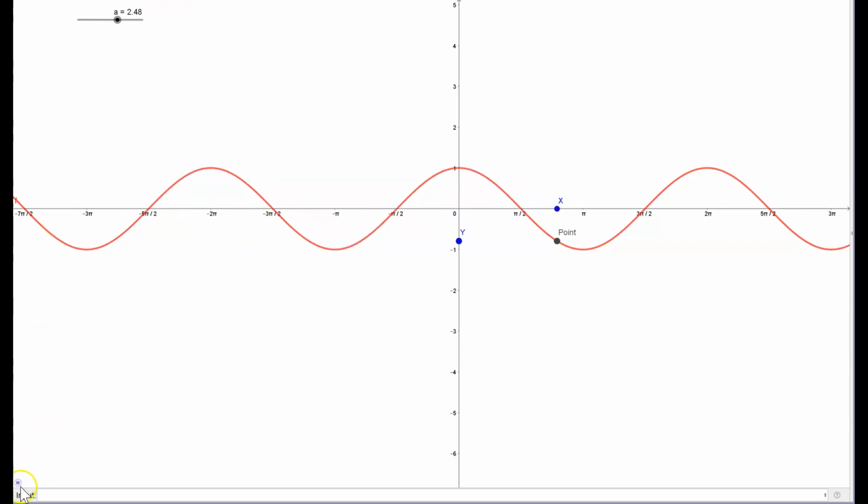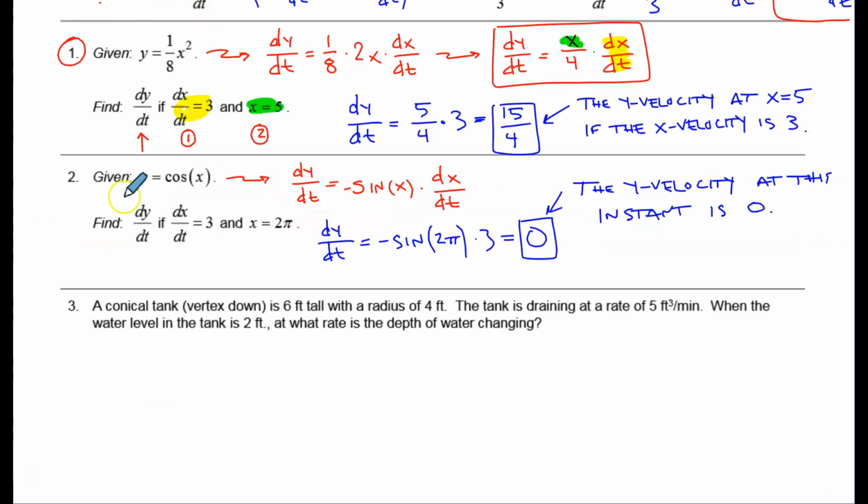Okay, there's a couple graphical examples to support the work that we did in questions 1 and 2. And now for the classic related rates problem, the conical tank. This one will take a few minutes, folks, so strap yourself in.